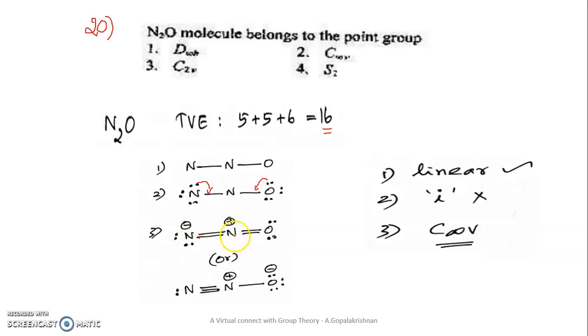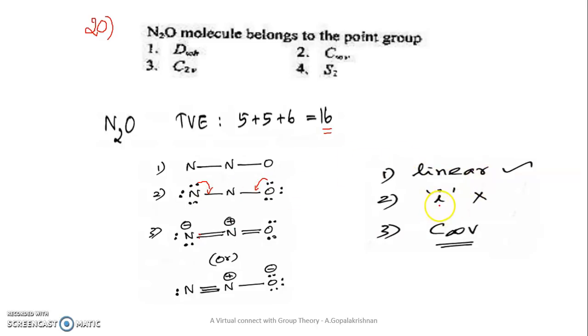Now see, the central atom has 2 bond pair, right? Double bond should be considered as 1 bond pair. This is 1 bond pair, this is 1 bond pair. There is no lone pair in the central nitrogen atom. So molecule with 2 bond pair will have linear structure. So N2O is a linear one. And this is another resonance structure possible. This is also linear. Now listen, when the molecule is linear, the point group should be either C infinity V or D infinity H.